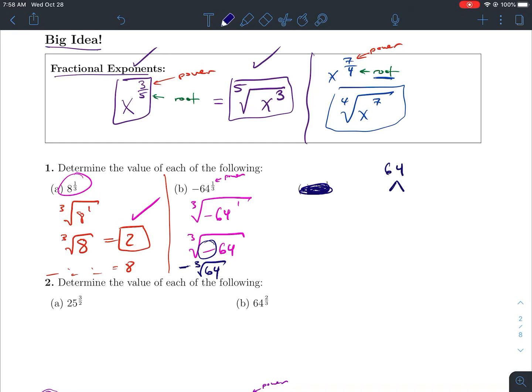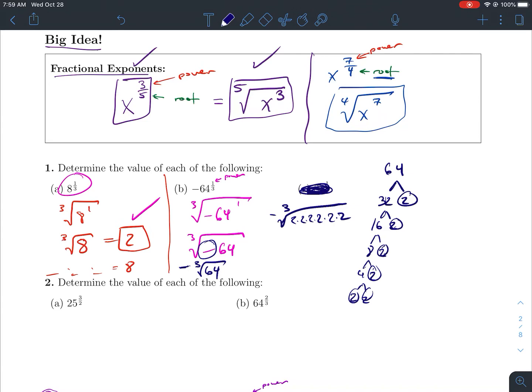Sorry. 64 breaks down into 32 and 2, 16 and 2, 8 and 2, 4 and 2. Oh my God, too many 2's. So here we go. Negative cubed root of 2 times 2 times 2 times 2 times 2 times 2. 1, 2, 3, 4, 5, 6. Yeah, cool.